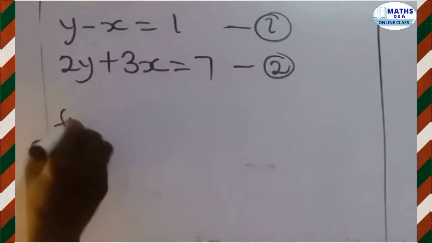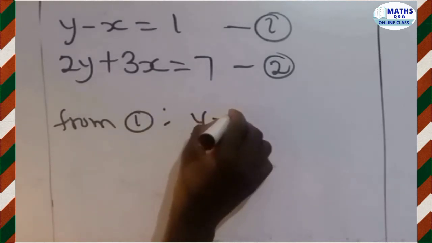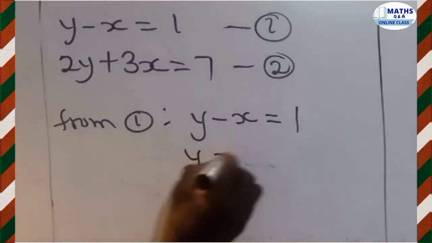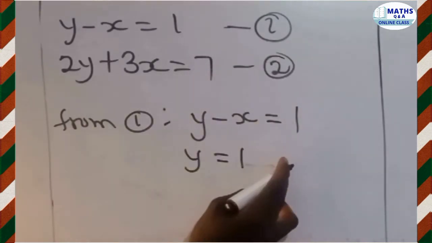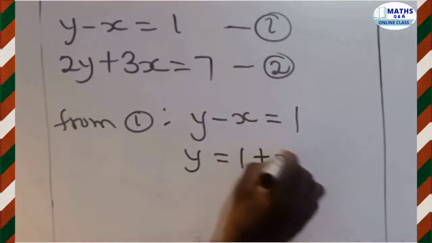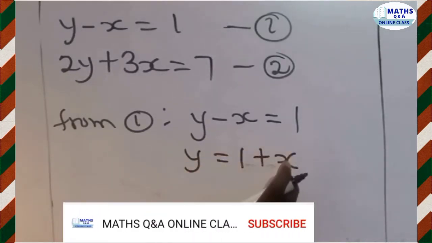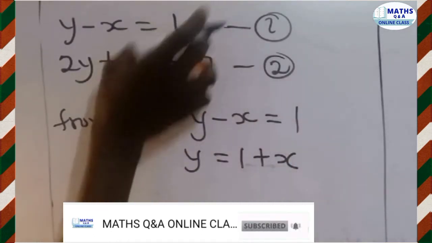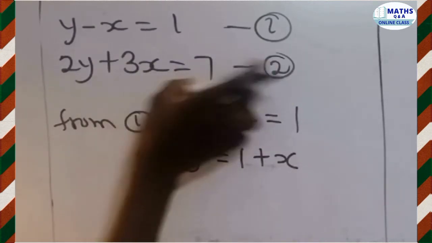From equation 1, we have y minus x equal to 1. Let's say we want to make y the subject. So y will be equal to, we have 1 here already. Then we send the negative x to the other side. It becomes positive x. So you have y equal to 1 plus x. Now that we've made y the subject of the first equation, we will put this result into the other equation, that is the second one.